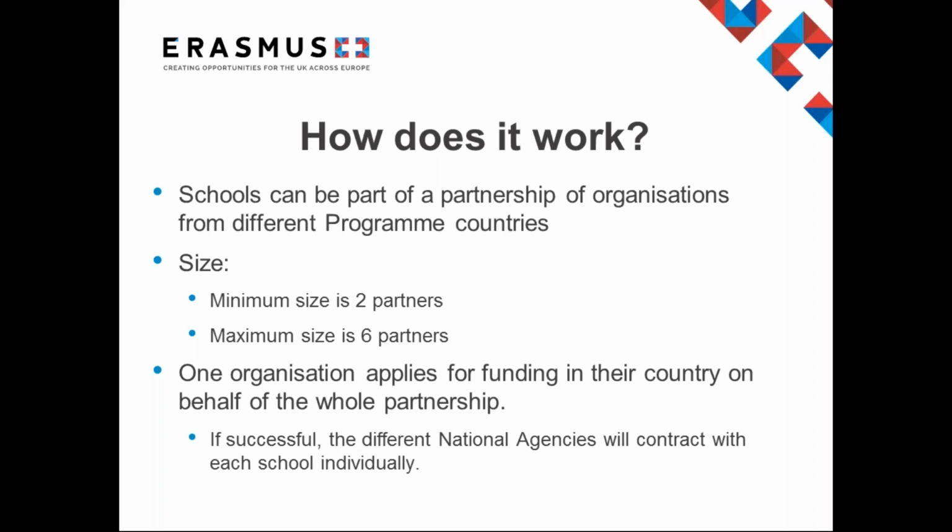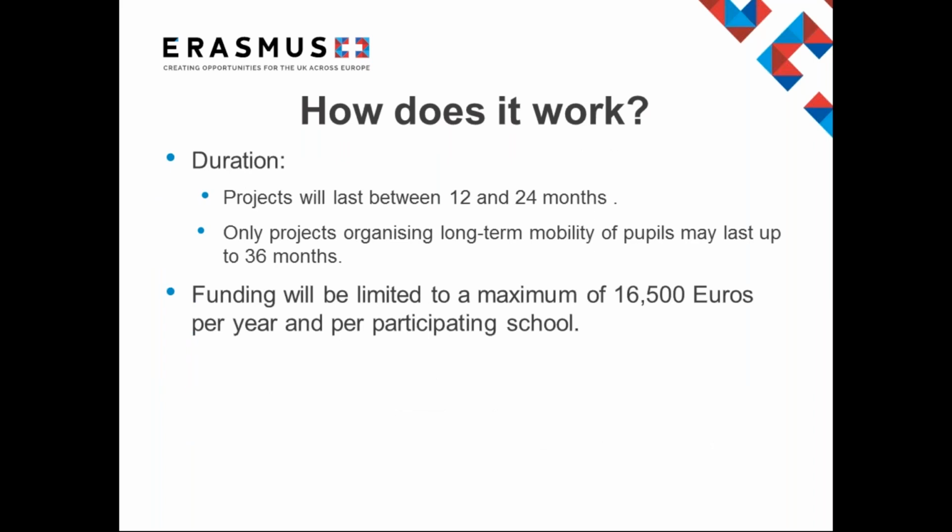All partnerships must be formed by at least two and a maximum of six schools. And the lead organization will apply for funding for the whole partnership. That means that whoever is applying will request the funding that they will need as a school, but also all the partners will need when carrying out the project. All projects must last between 12 and 24 months. However, if you intend to include long-term mobility of pupils, your project could last up to 36 months.